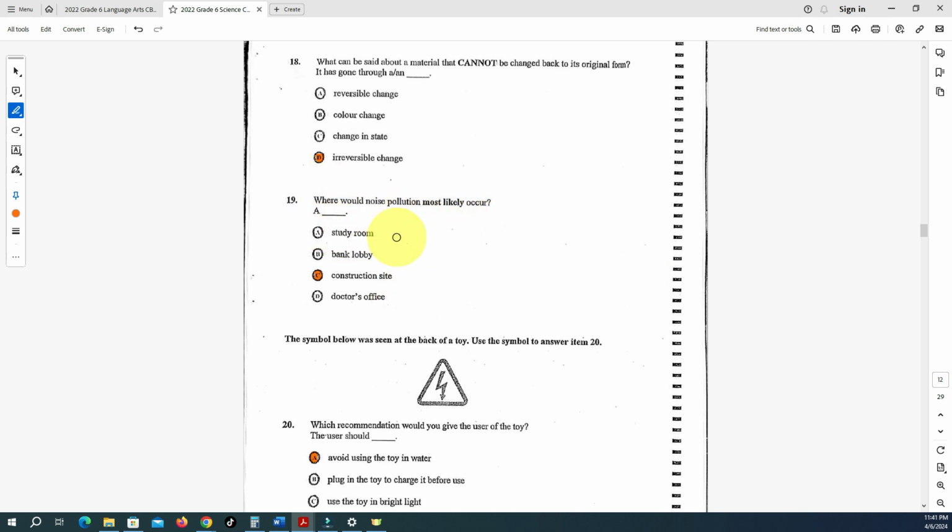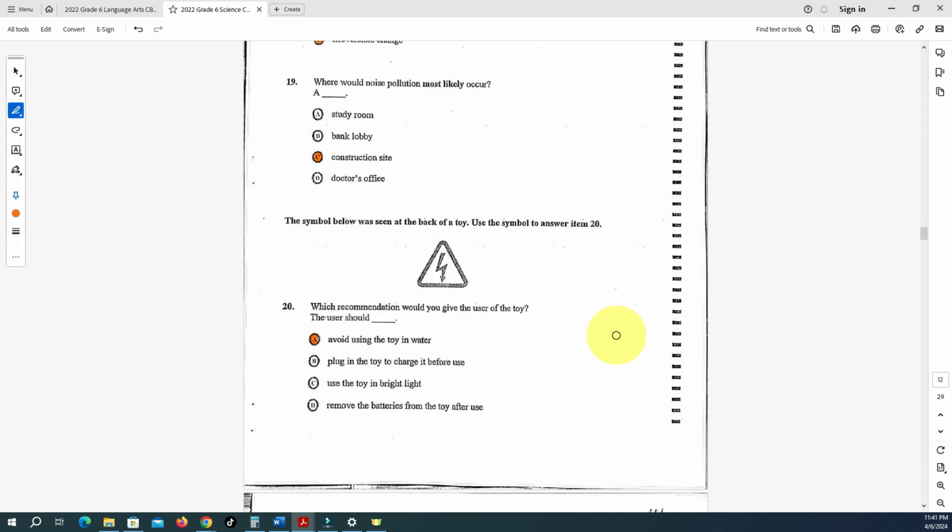In a study room? Definitely not. People are studying. Nobody wants to hear anything. A bank lobby? People in the bank definitely don't like noise. Construction site? Yeah, people are there shouting and doing all sorts of things, playing music. Doctor's office? I don't think so.